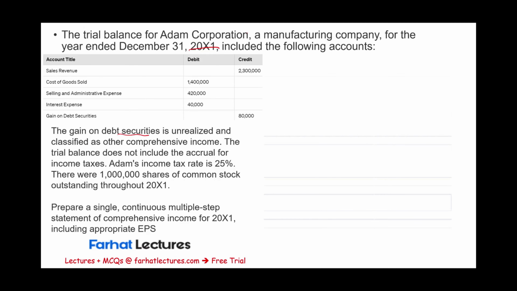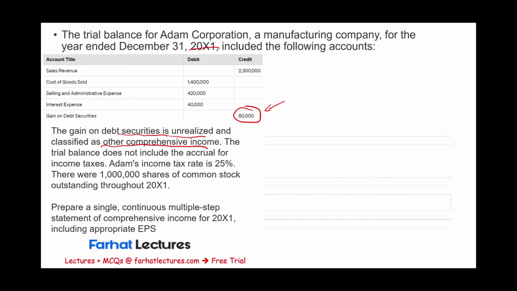The gain on the debt securities is unrealized. So this gain is an unrealized gain. Therefore, it's classified as other comprehensive income. In other words, when you prepare the income statement, this does not go on the income statement itself. This is part of comprehensive income as other comprehensive income. Now, on the CPA exam, they may or may not point this out for you directly. So you have to be careful.